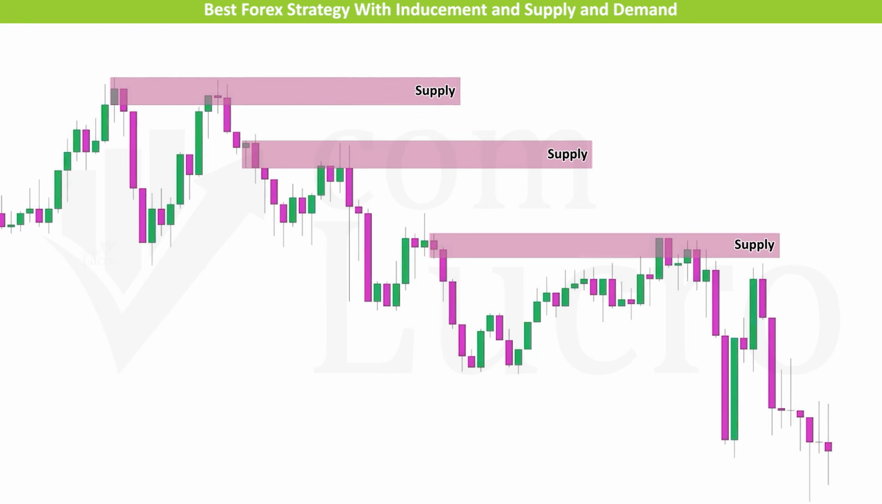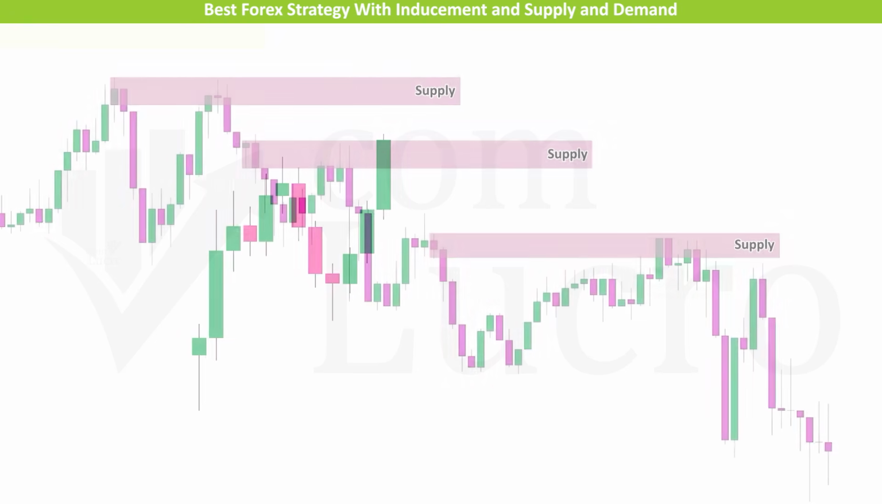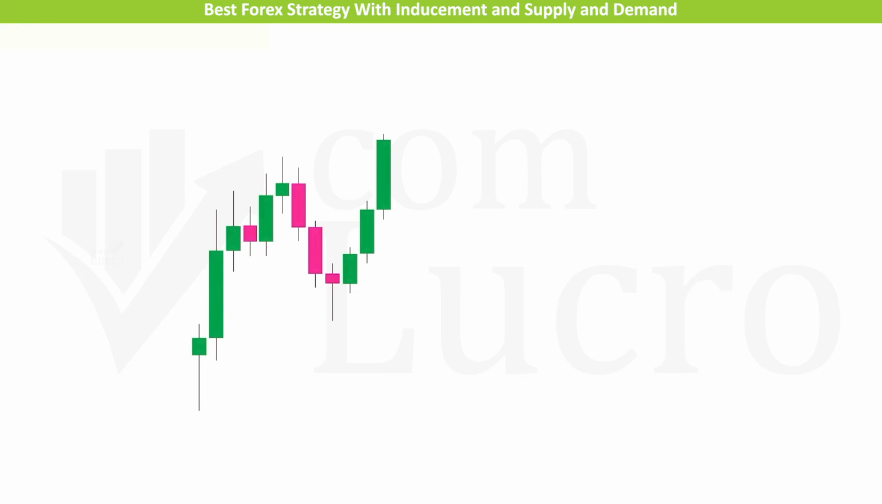However, the key is to focus on zones formed by strong, decisive buying or selling, not slow and sideways price action. High-quality zones are typically created by impulsive moves that reveal a clear imbalance between buyers and sellers.